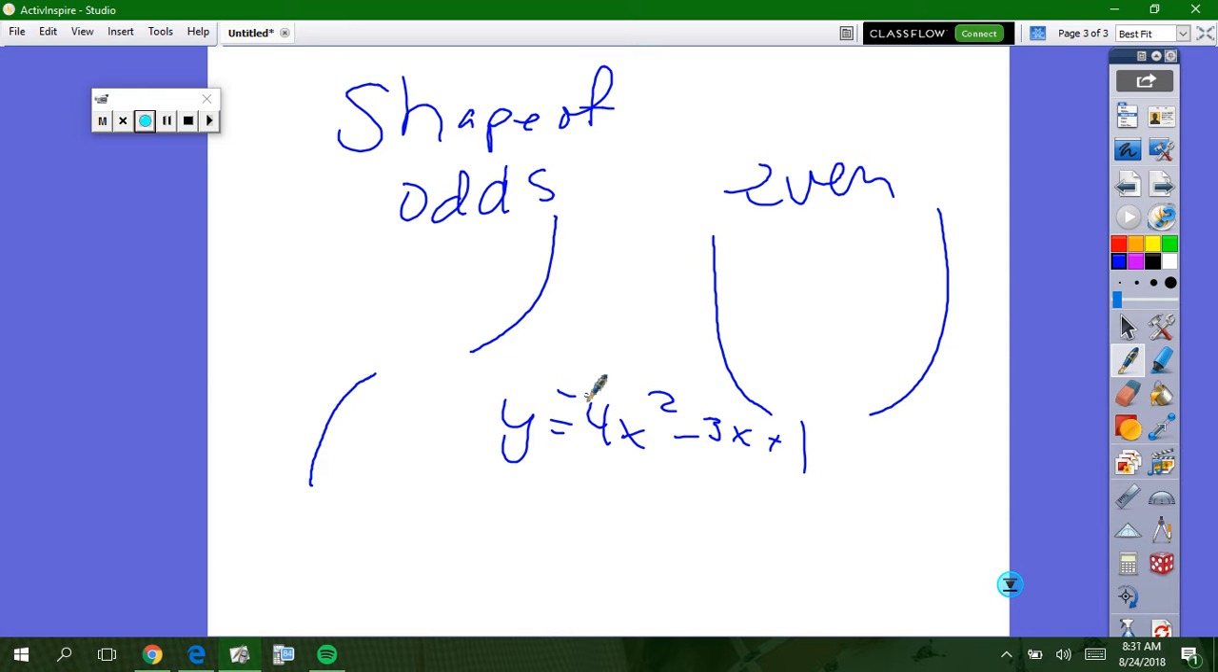So, think about that. Think about what the degree gives me, if it's odd, if it's even, and then think about what the leading coefficient does to me. Right? If there's an even positive, here's an even negative. Right? Is everybody with me on that? Okay. So, we're going to do what we call end behavior.